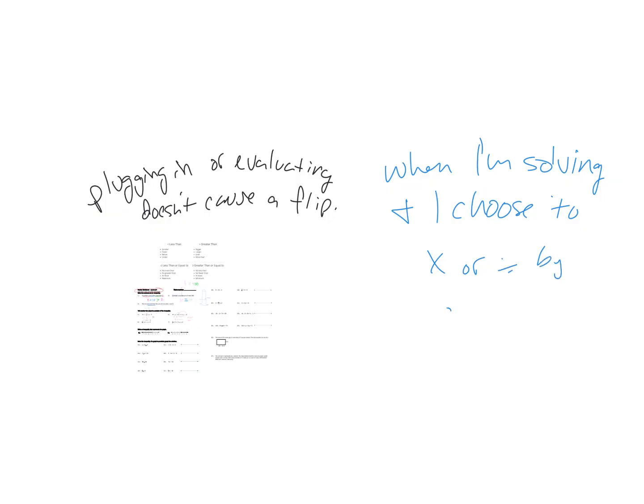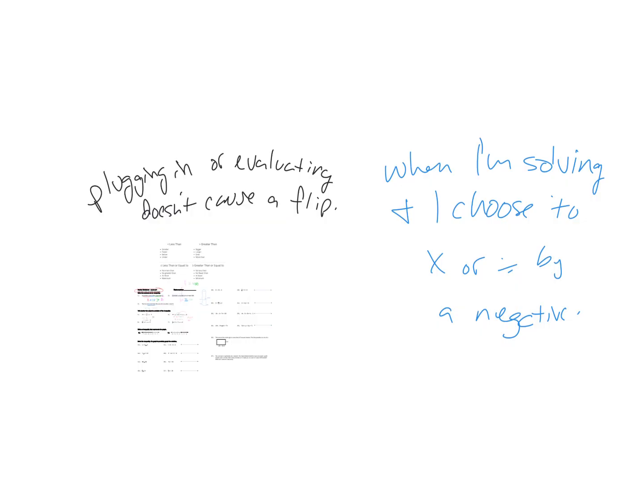Doesn't cause a flip. Okay, plugging in or evaluating doesn't cause a flip. So what causes a flip? When I'm solving, that's not how you spell solving. When I'm solving and I choose to multiply or divide by a negative.